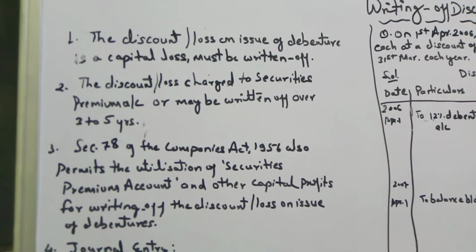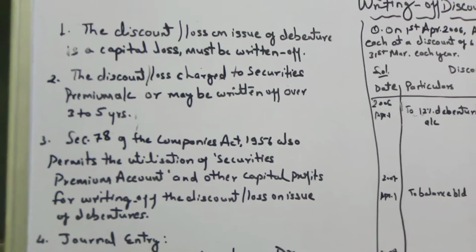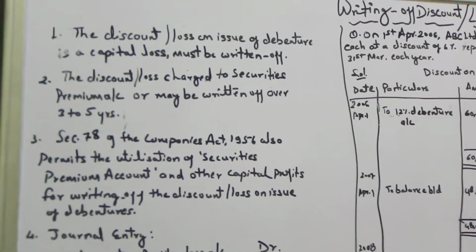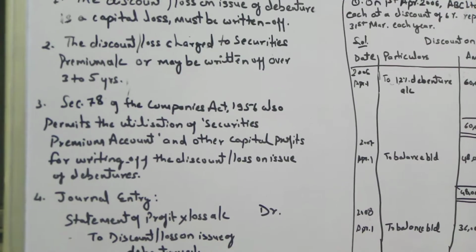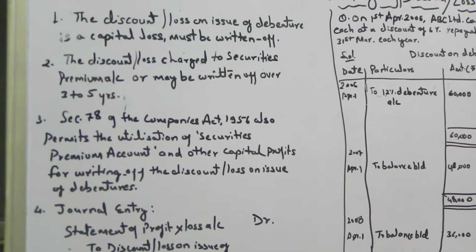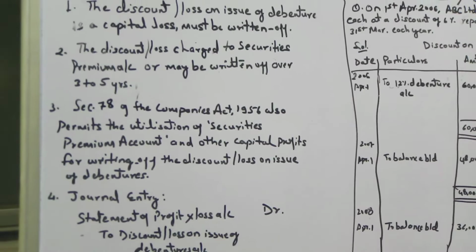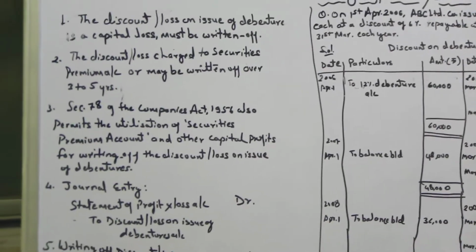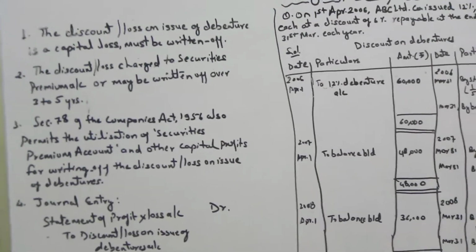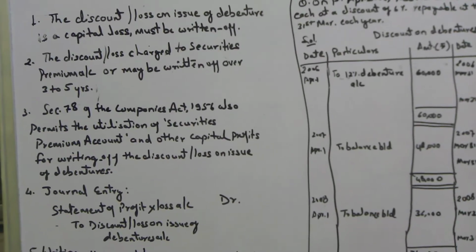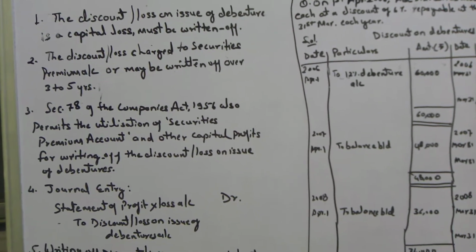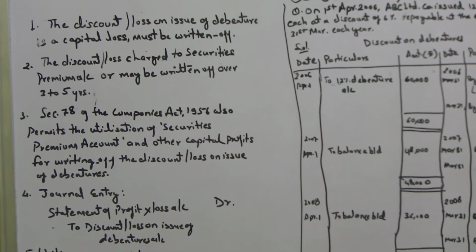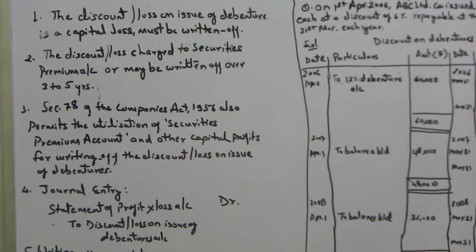The discount or loss is charged to securities premium. Either you write it off from the securities premium or it has to be written off within 3 to 5 years. Section 78 of the Companies Act 1956, for your knowledge, the Companies Act 1956, which was the earlier one, has now been replaced with Companies Act 2013. Section 78 of the Companies Act 1956 also permits the utilization of securities premium account and other capital profits for writing off the discount or loss on issue of debentures.